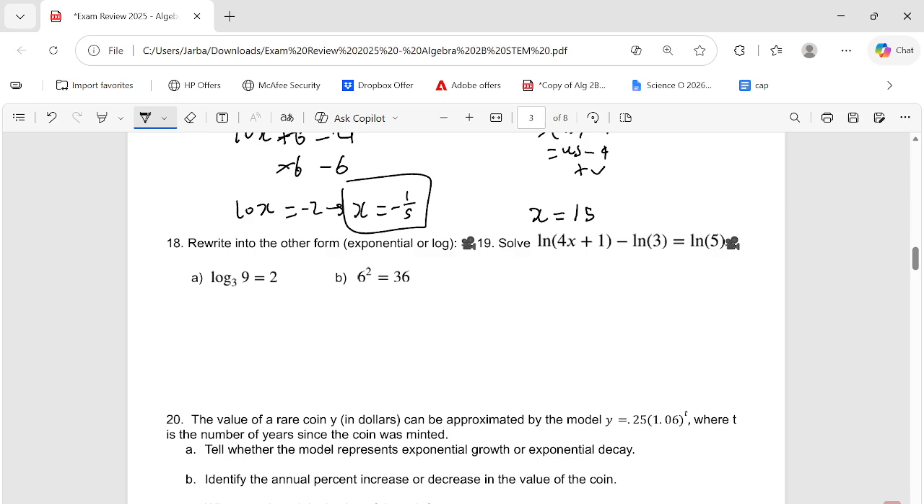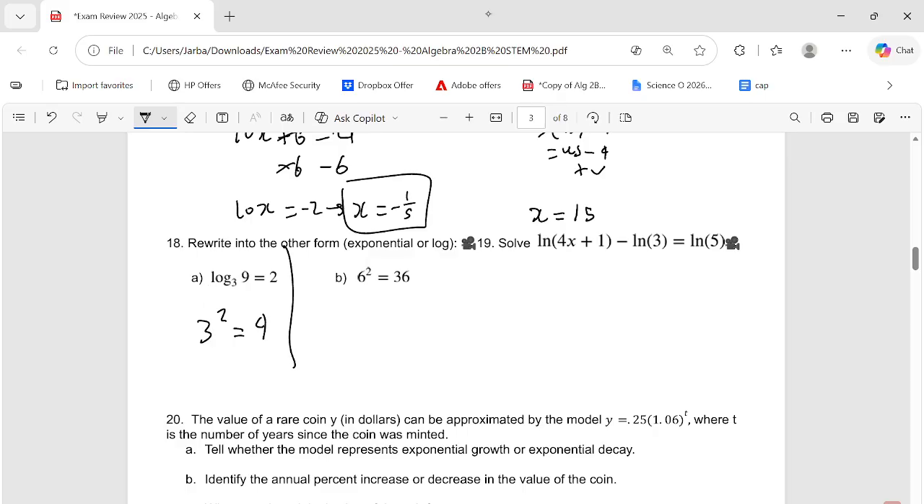Alright, number 18. We're going to rewrite this into the other form. So log base 3 of 9 equals 2. Another equivalent way to say it would be that 3 to the second power is equal to 9, right? Because if you have both sides of the base of 3, this will cancel out, and you'll be left with 9 equals 3 to the second power.